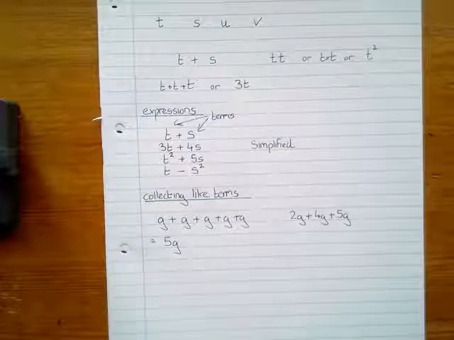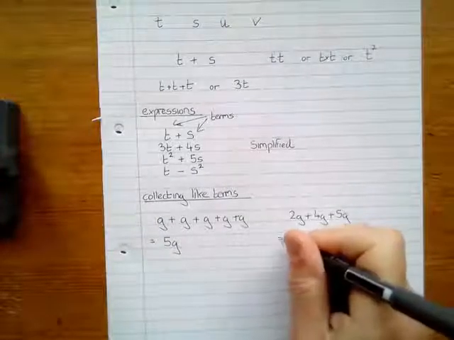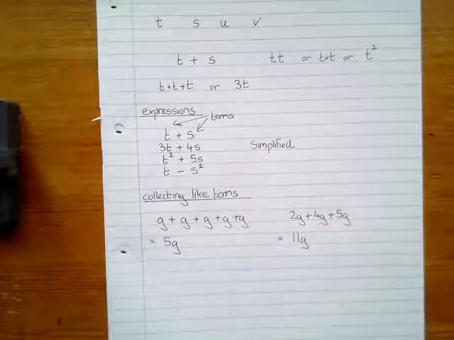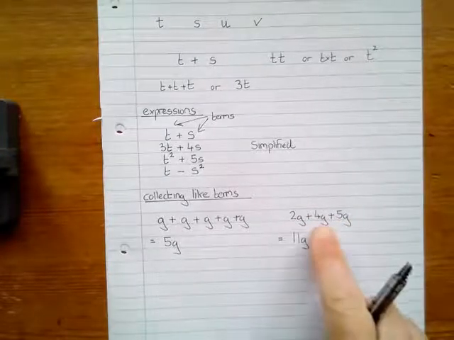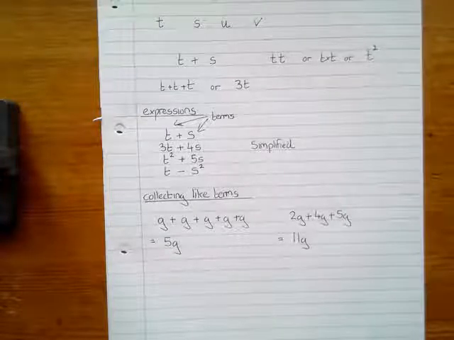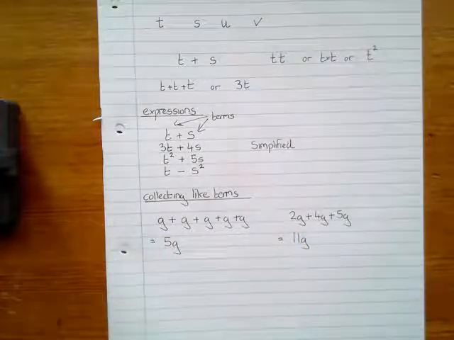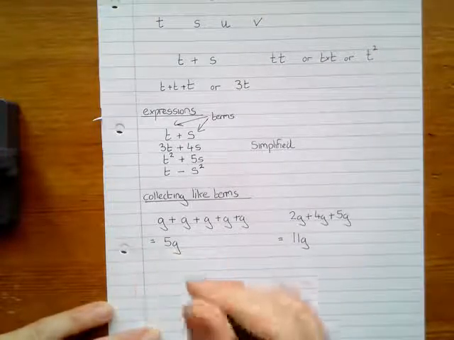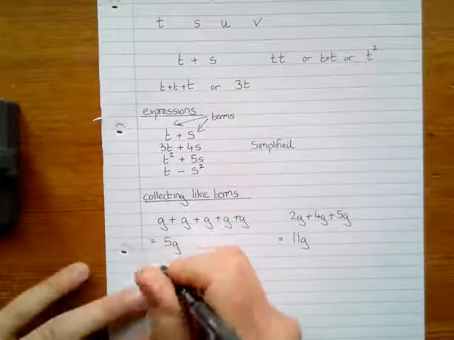3 terms. But again, I can just write them as a single term, and that would be 11G, because I've got 2 there, 4 there, 5, that's 11 in total. So 11G. Okay, hopefully those are nice and simple and you understand those. Now where it gets more interesting is when I have 2 letters in the same expression.